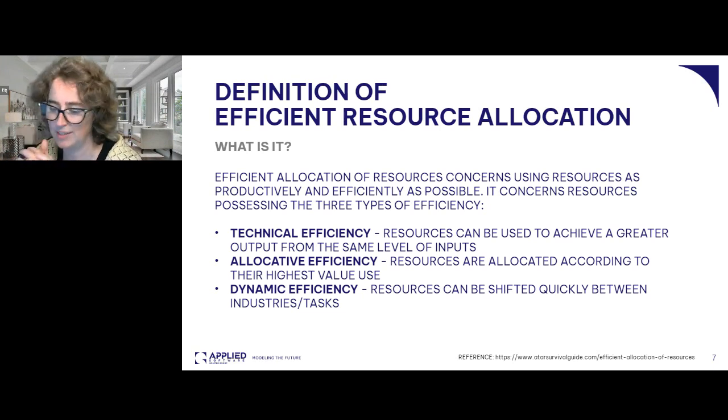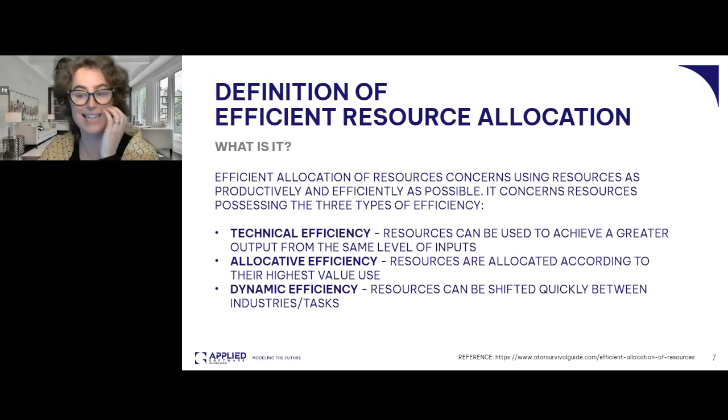And the last one is dynamic efficiency. So how do I move my resources around efficiently to maximize both of those other technical and allocative efficiencies? How quickly can I move someone or something between industries, tasks, jobs, in order to, again, get the most efficient use out of my team?